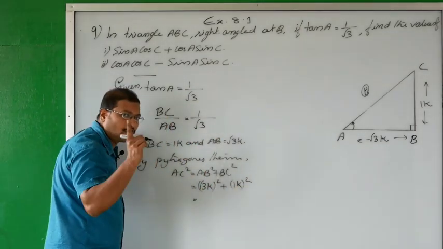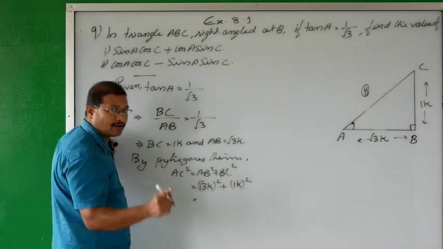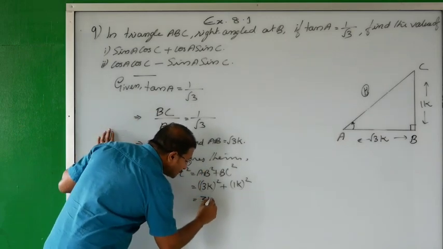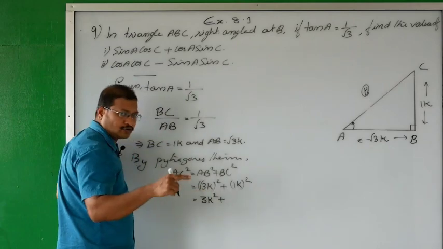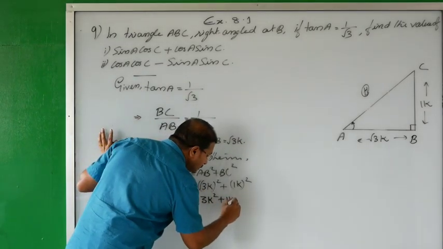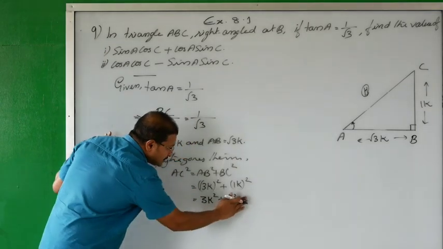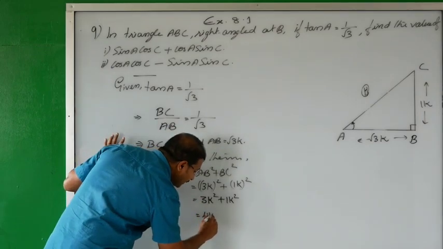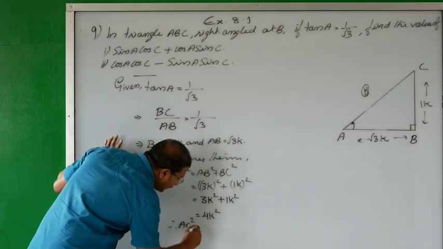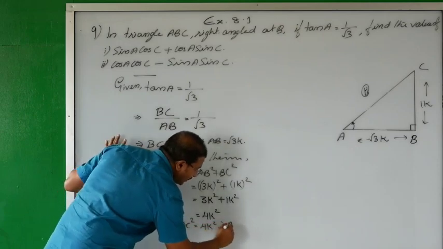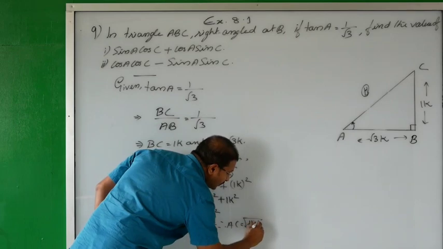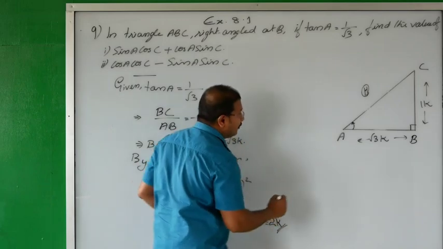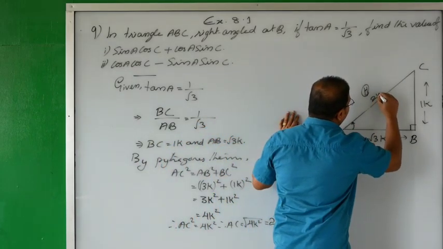Square of root 3, 3. So 3K square plus 1K square. Square of 1, 1. So 1K square. Now see, 3 plus 1, yes, 4. 4K square. Therefore, AC square equals 4K square. Therefore, AC equals square root of 4K square. Square root of 4? 2 2s are 4. That means 2K. So we got the value of AC, 2K.